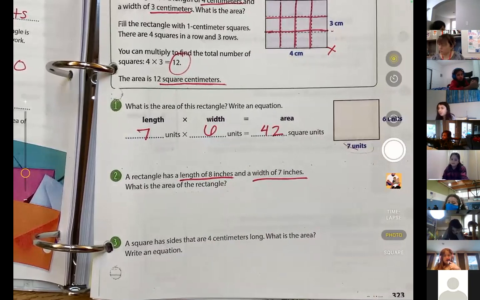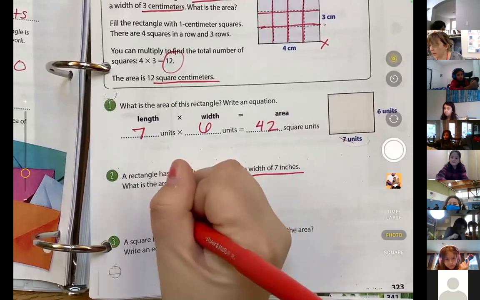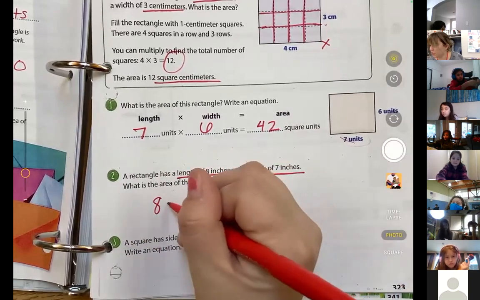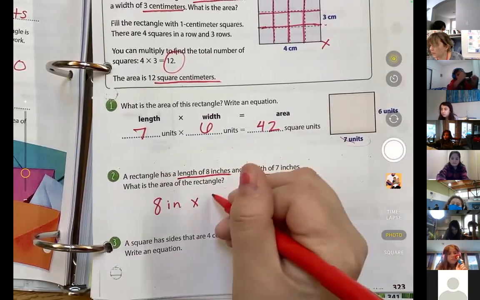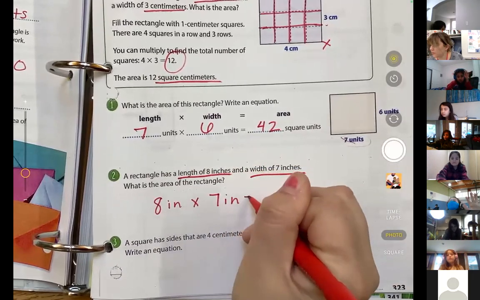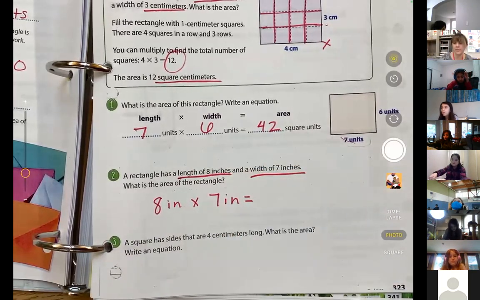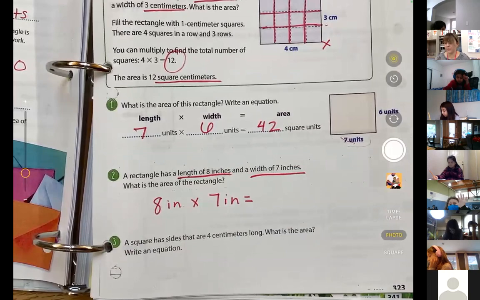8 and 7. Okay, so we're gonna do 8, I'm gonna keep in inches so I know, times 7. Okay, Daniela, do you happen to know 8 times 7? It's okay if you don't. No. Okay, so let's do a way we could do that because you might get to problems where you don't know what 8 times 7 is.